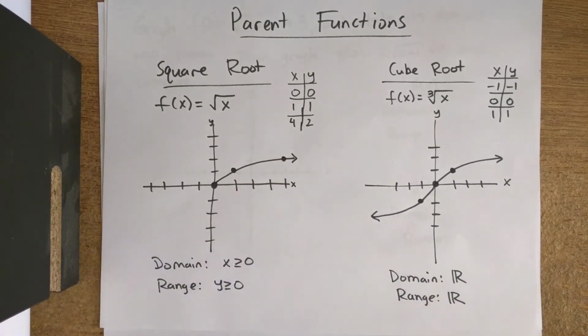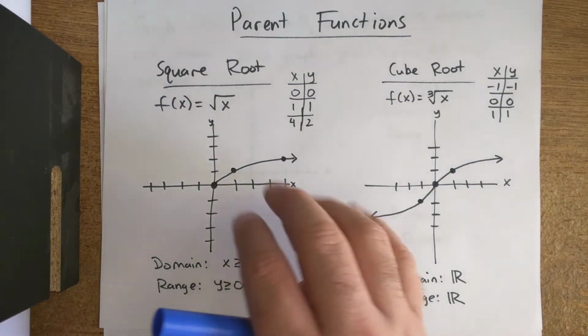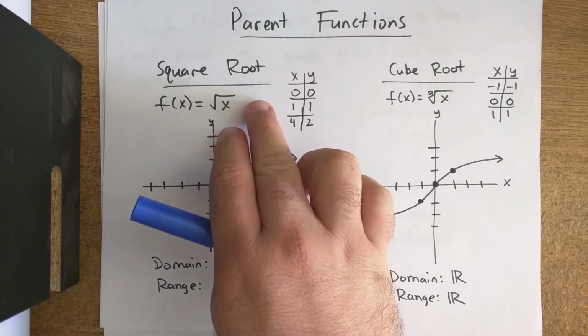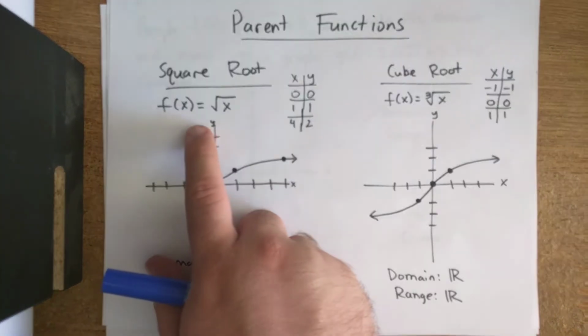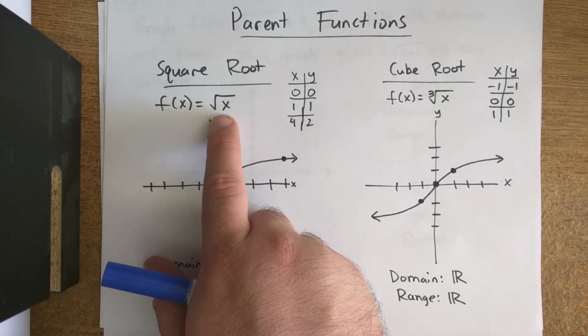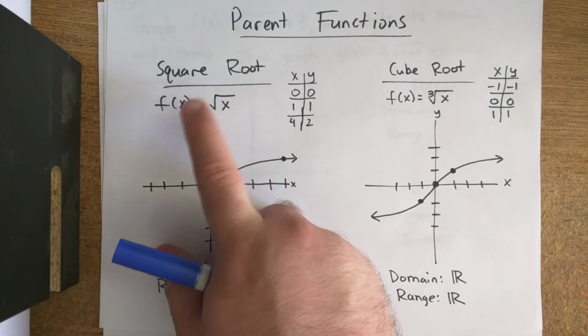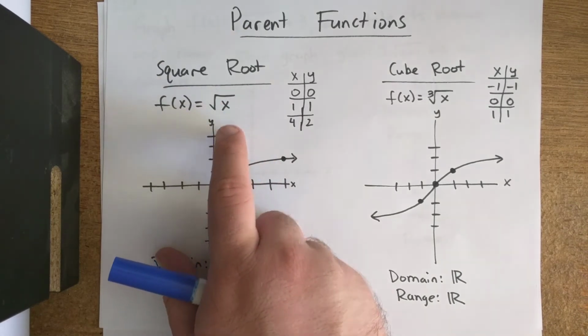Okay, so we have what's called the parent functions. We've seen the idea of parent functions before. So we're going to look at both the parent function of square root and cube root. The parent function of the square root is the most basic square root function you can have. So we have f of x equals the square root of x. There's no other numbers. It's just the square root of x.